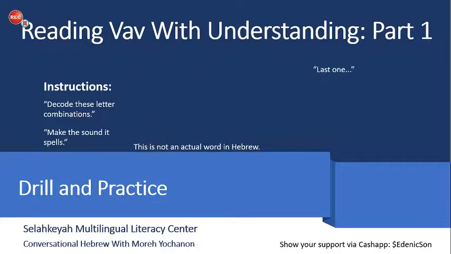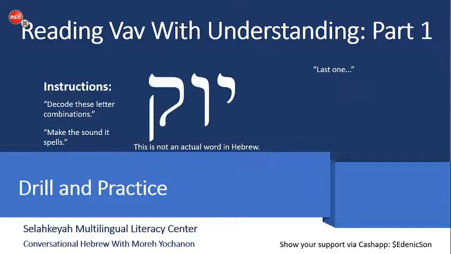Last one. We have the yud, we have the vav, and we have the kof. We have y, oak, yoke.